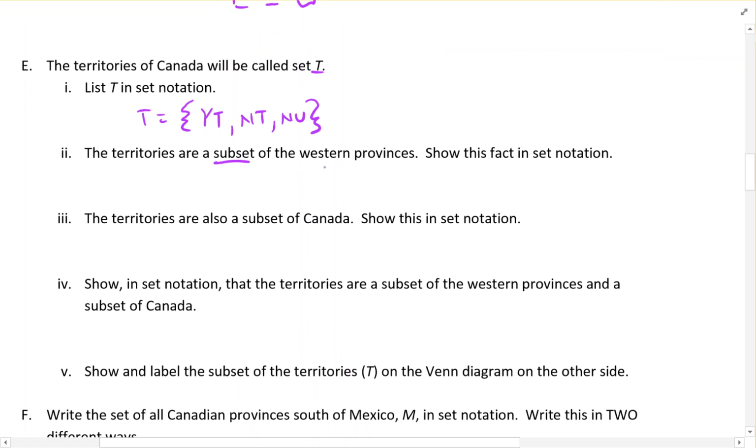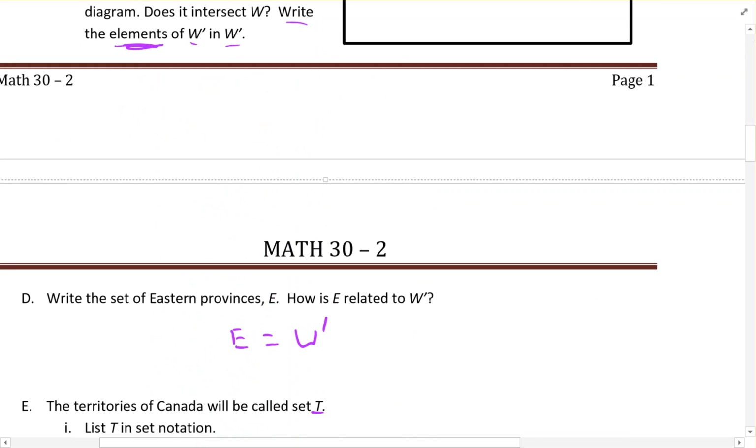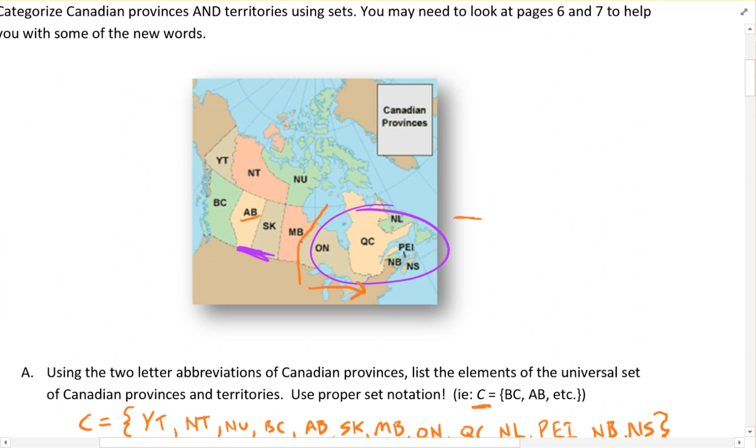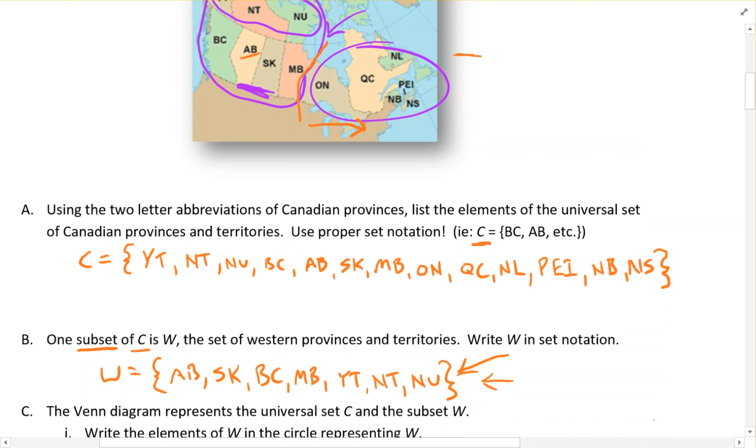So remember, a set of the Western provinces. Show this fact in set notation. So here's going to be the new thing. The way we write that is that you would say T, so the set T, and then subset, that's going to be a symbol that we're going to draw like this, like a sideways U, subset of W. And it just means everything that's in set T, so the territories, is also in set W, right? Because if you look at your picture again, our set of Western provinces and territories was all of that. We're saying that our set of just territories is inside of that. So it's a subset of that bigger Western set.